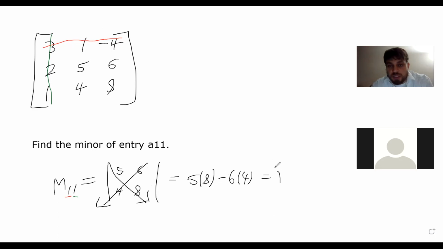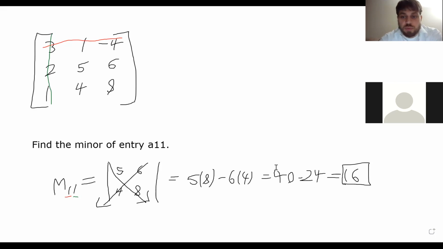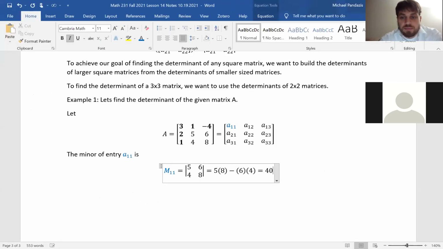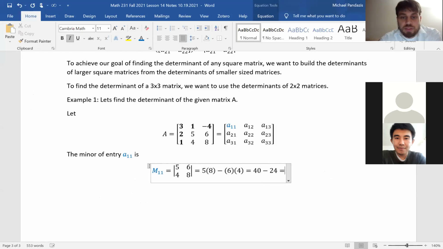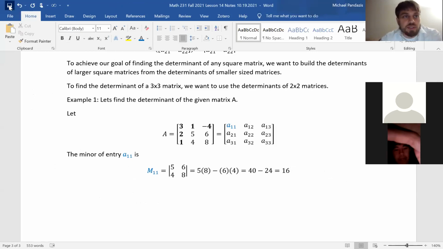Well, that's equal to 40 minus 24, which is 16. So capital M sub 11, the minor of entry A sub 11, is 16. That's the answer to what the minor of entry A11 is. So this is just 40 minus 24, which is equal to 16. And so that's the minor of entry A11.